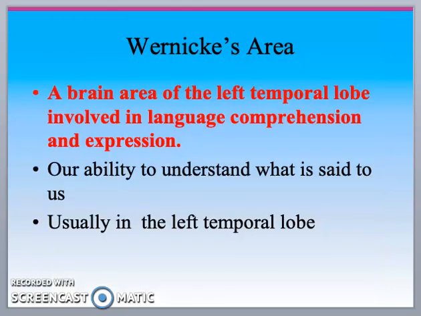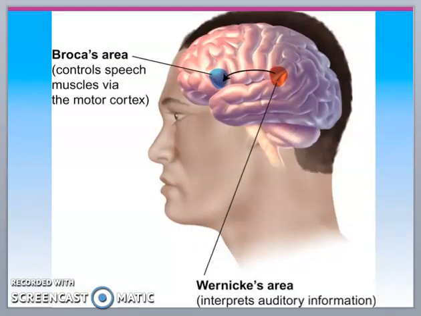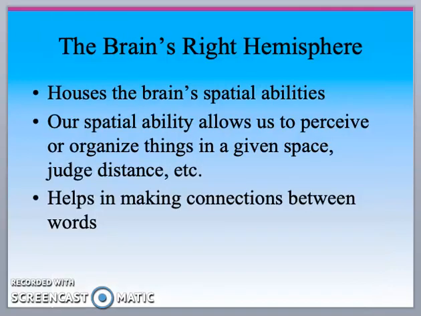The Wernicke area deals with language comprehension and expression. This is on the left side of your brain too, and that is the red area that you see. And finally, the right hemisphere deals with spatial abilities, being able to judge distance and space and make connections between words. And this is our mini lecture on the brain, its different lobes, its different parts, its different functions, and what it does.